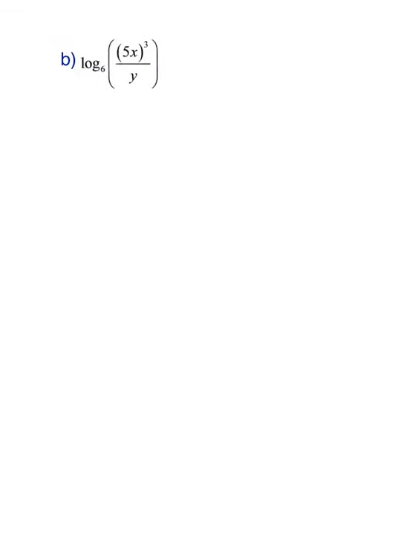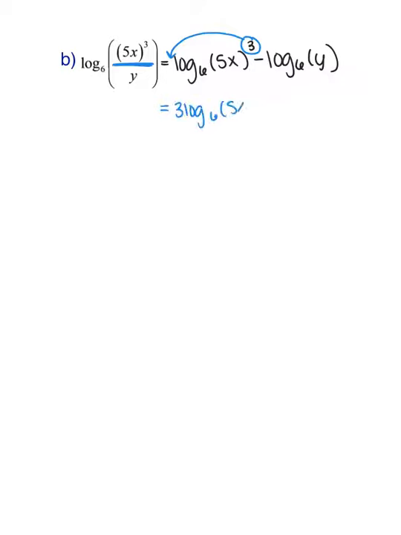I've got log base 6 of 5x cubed all over y. And notice that 5 is also being cubed. So first, what I think I'll undo is the quotient. So when I do this, I'll have log base 6 of 5x cubed minus log base 6 of y. Next, I'm going to pull this 3 out front. So I'll have 3 times log base 6 of 5x minus log base 6 of y.